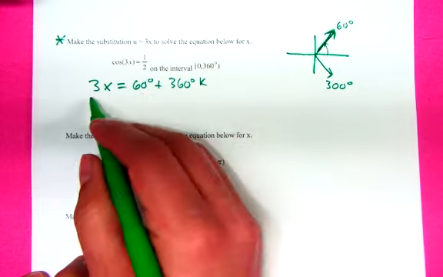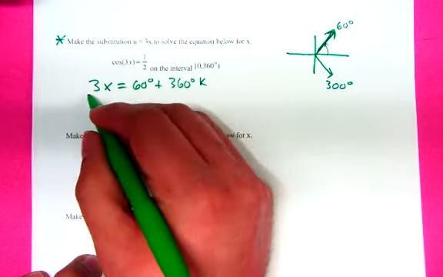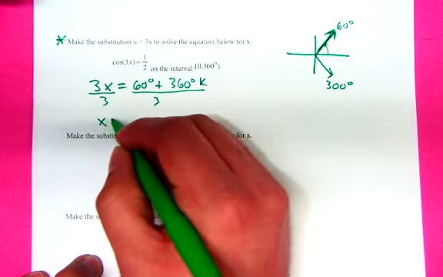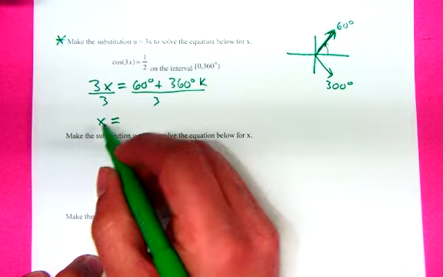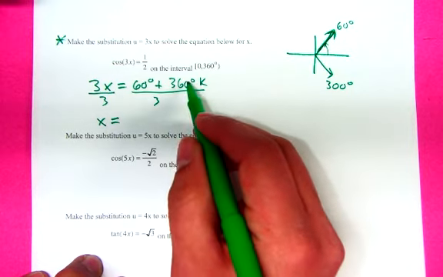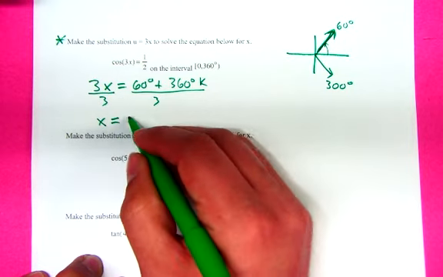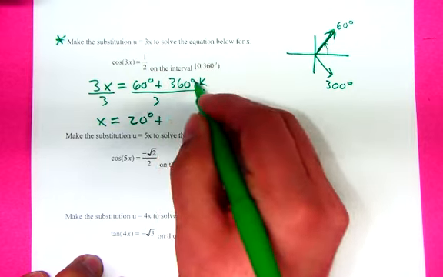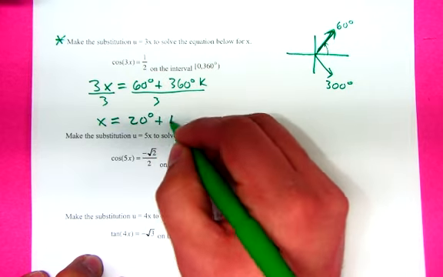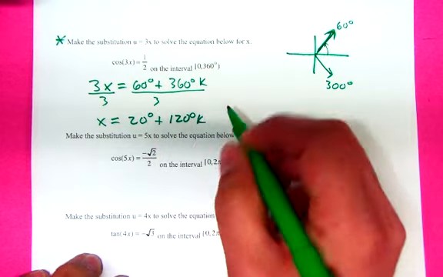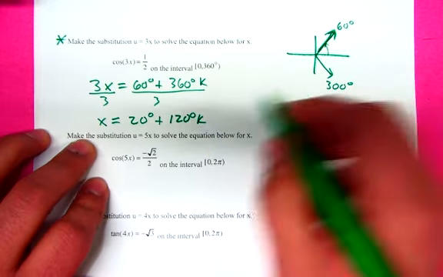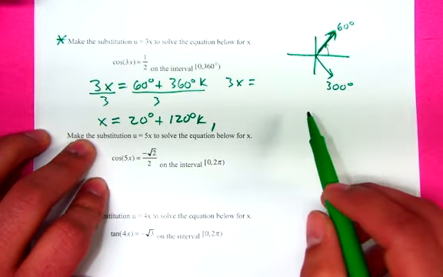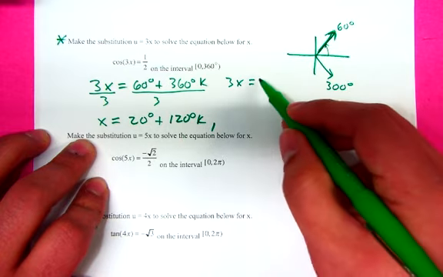And I'm going to use this to divide by 3 to actually figure out what's going on with x. So if I take x, divide the right side by 3, 60 over 3 is 20 degrees. 360 degrees divided by 3 is 120. So then this describes half of our answers. Let's do the other one. This was 300, right?